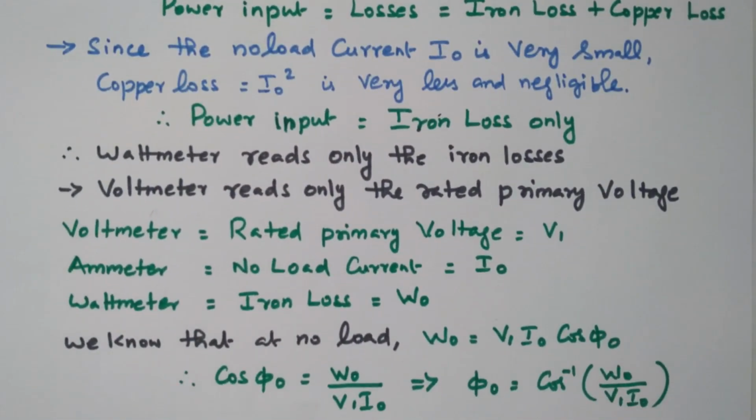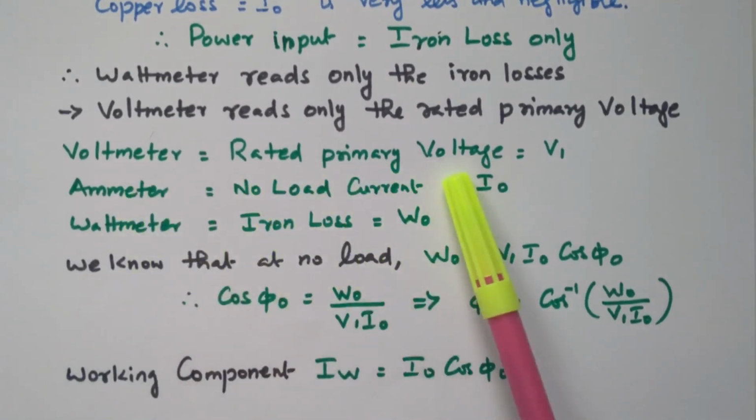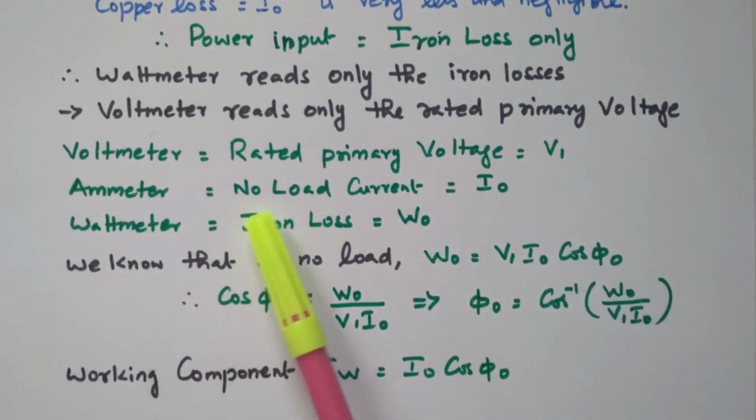Now, we will see from that how we can calculate R naught and X naught. The voltmeter reads the rated primary voltage V1. The ammeter reads the no load current I naught. The wattmeter reads the iron loss W naught. So W naught can be given as V1 I naught cos phi naught, where cos phi naught is the angle between V1 and I naught. So cos phi naught equals W naught divided by V1 I naught. From that, the phase angle phi naught between V1 and I naught can be calculated as cos inverse of W naught divided by V1 I naught.